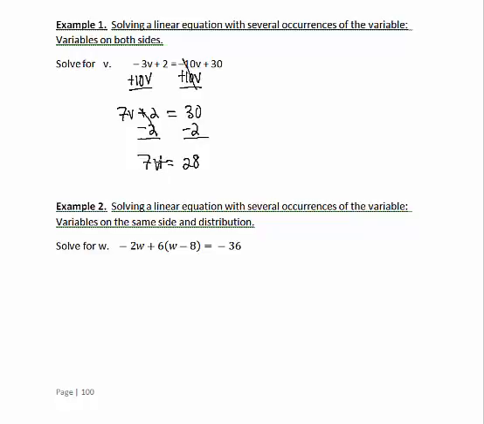Now the v is being multiplied by 7 only. We undo that by dividing by 7. That yields v equals 4. 7's cancel on the left, leaving only a v on the left side of the equation. 28 divided by 7 is 4.